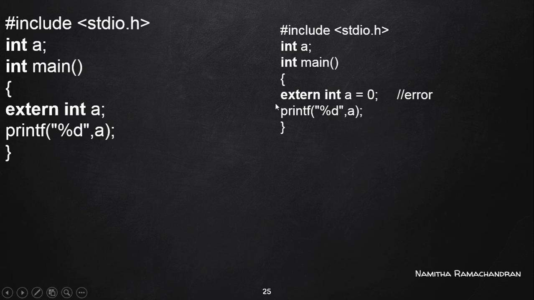And one more thing, we can't initialize the value of this extern type variable inside any function body. So this is a wrong statement. So all these are about the 4 storage classes of C.